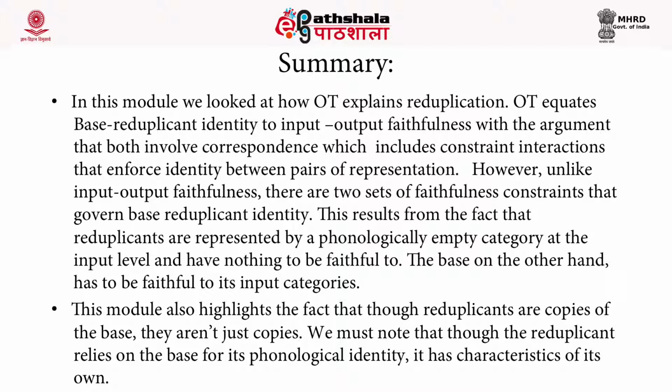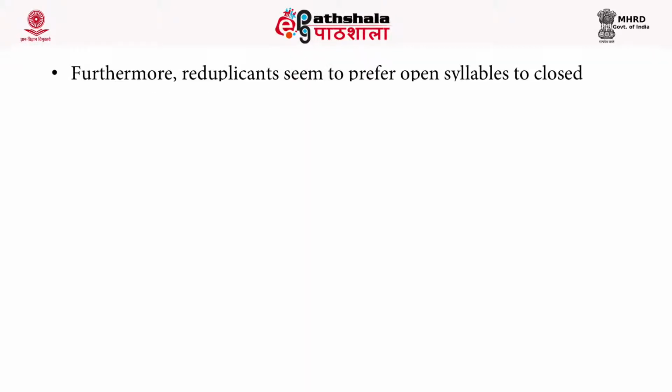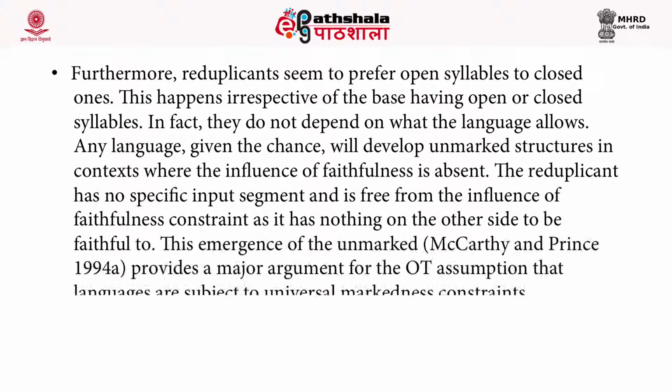So there was nothing to be faithful to. It had to be faithful to its stem. Therefore, we had to posit another kind of constraint, which was the BR identity constraint, or the base reduplicant identity constraints. Another interesting thing to note here was that the reduplicants are not just copies of the base. Although they take certain segments from the base, or rely on the base for their input, they have certain characteristics of their own, certain phonological aspects of their own, which was interesting to look at.